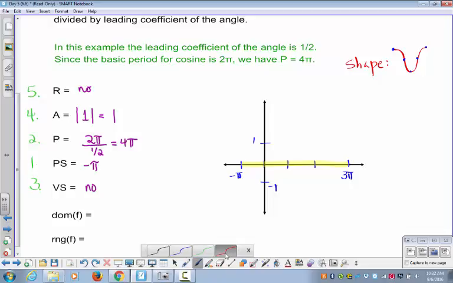At the left endpoint, we have a key point that's up. At the right endpoint, we have a key point that's up. At the center, we have a key point that's down. And then at our 2 intermediate points right there, right on the center line. And we'll always get a V for the shape of a cosine. A V or an upside down V for a cosine. Now we connect them. So just connect all these dots. And that is the first period of the transformation.